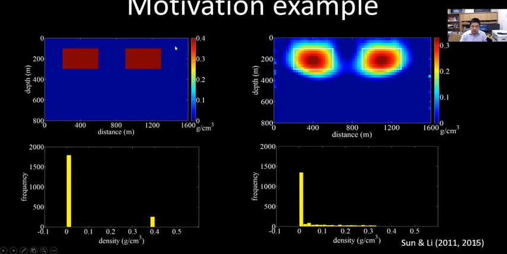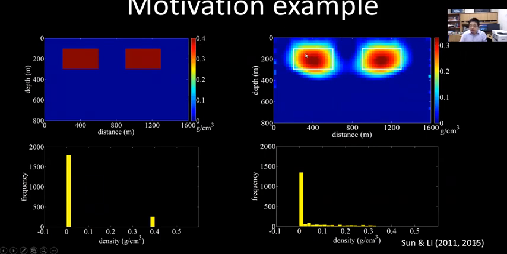That's because in this true model, we want to have two possible density values, either 0 or 0.4 g per cc for the anomalous bodies. So therefore, you only see two spikes at these two locations. But if you implement Tikhonov regularized inversion, this is what you would get.